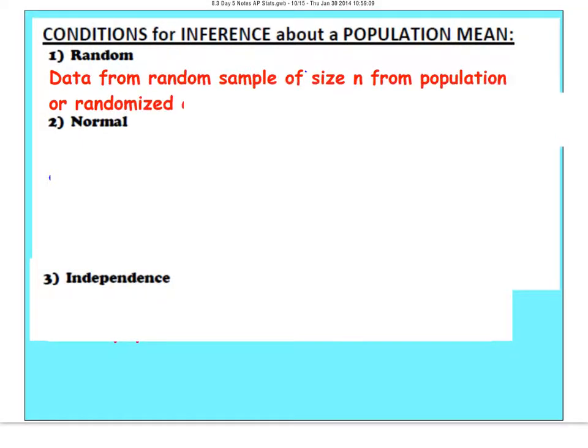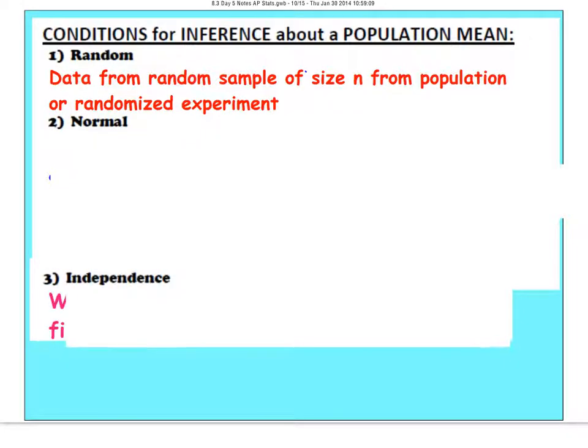The random check, again, is easy. We're just going to look that the data is from a random sample of size n from the population, or if it's from a randomized experiment. So if they're doing a survey, we're going to see it's a random sample. Or if it's done in an experiment, you don't necessarily need a certain sample size. It just has to be a randomized experiment. Okay, let's go to independence because we've just talked about that.